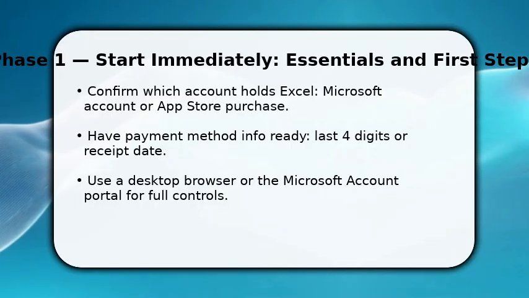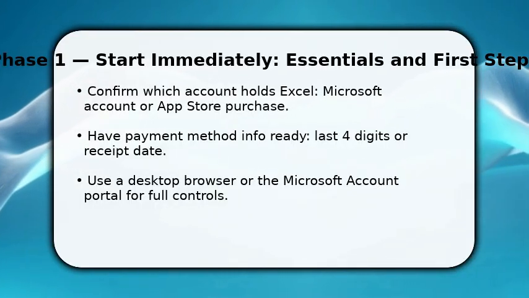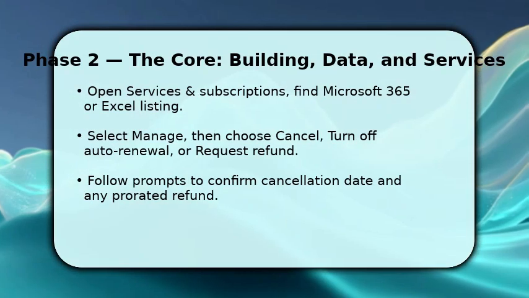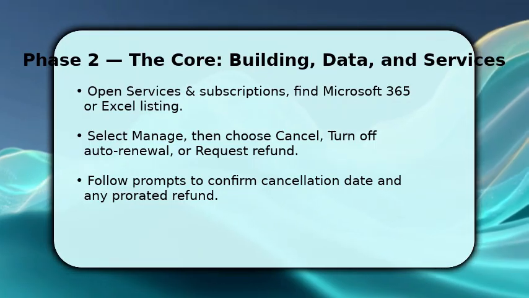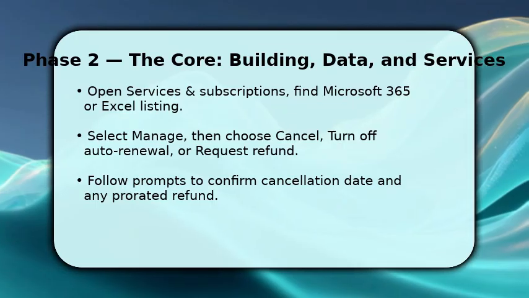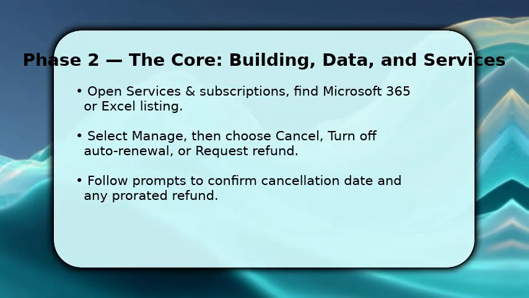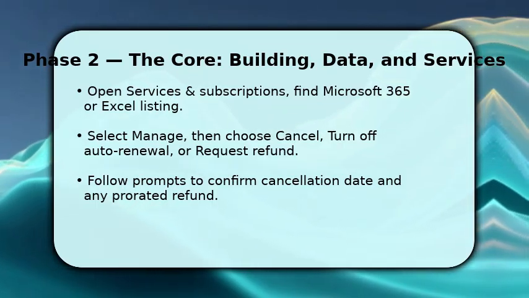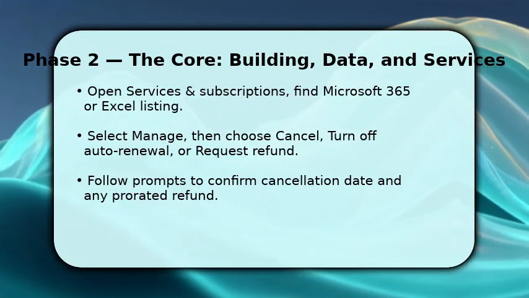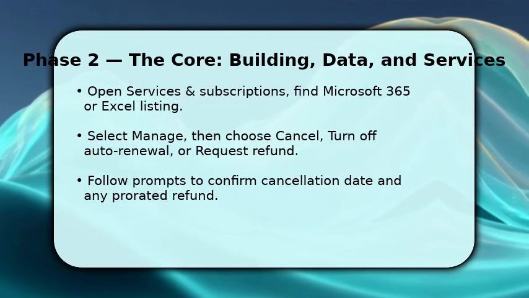If the subscription was purchased via iOS or Android app stores, pause here and switch to that store account to continue the process there. Once on the subscription page, find the Microsoft 365 or Excel line item and click Manage to expose cancellation options. You will see choices like Cancel, Turn off auto-renewal, or Request refund. Choose based on whether you want immediate termination or to keep access until the period ends.